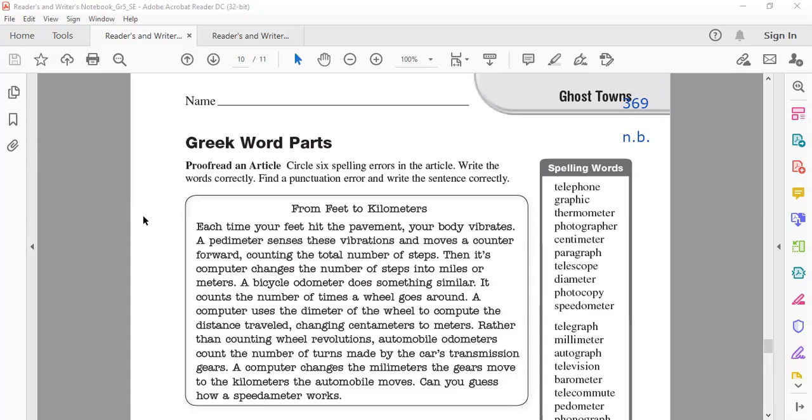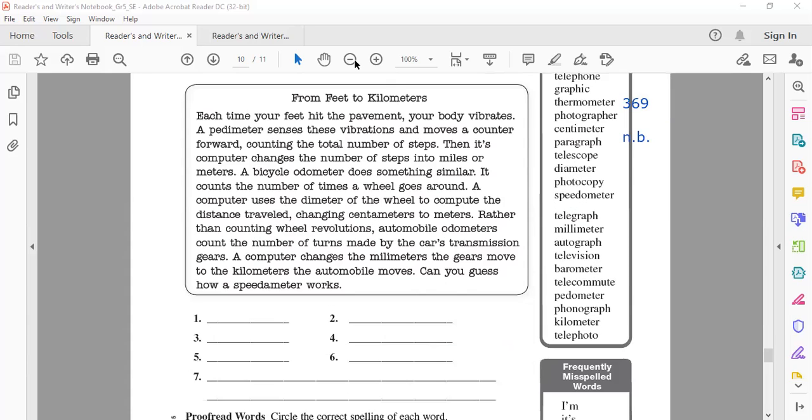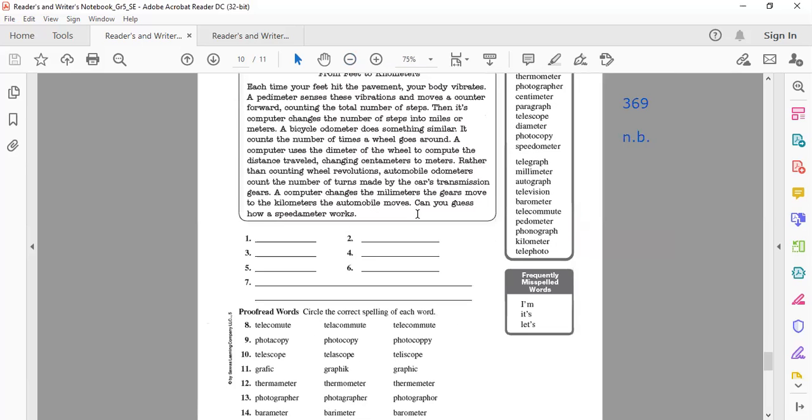A bicycle odometer does something similar. It counts the number of times a wheel goes around. A computer uses the diameter of the wheel to compute the distance traveled, changing centimeters to meters. Rather than counting revolutions, automobile odometers count the number of turns made by the car's transmission gears. A computer changes the gear turns to kilometers. Can you guess how a speedometer works?